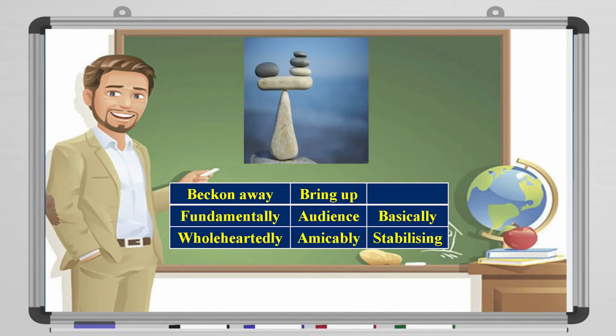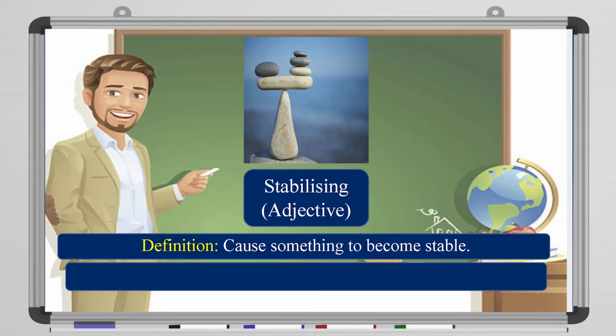So you have a sort of balance here. So it's keeping balance. So when you have someone who's trying to balance something, what are they trying to do? Did you get the word? Well, the answer is stabilizing, and it is an adjective. It is to cause something to become stable, to cause something to become balanced.